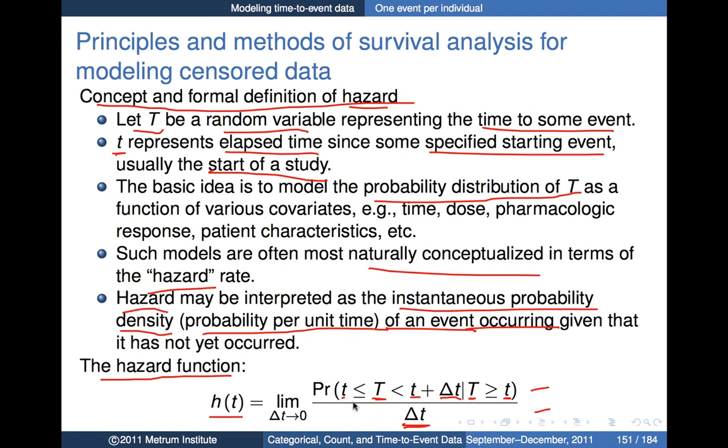So again, it's like an instantaneous probability, probability density. And you can think of it as being essentially proportional to the risk that an event will occur at a particular time, given that it has not yet occurred.